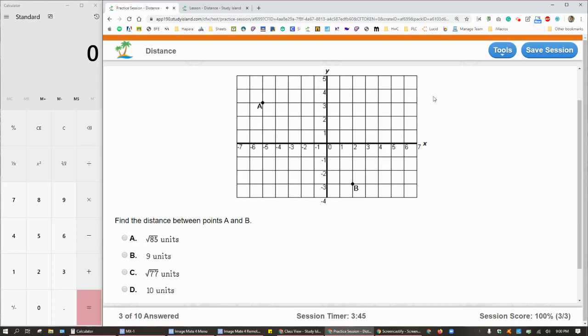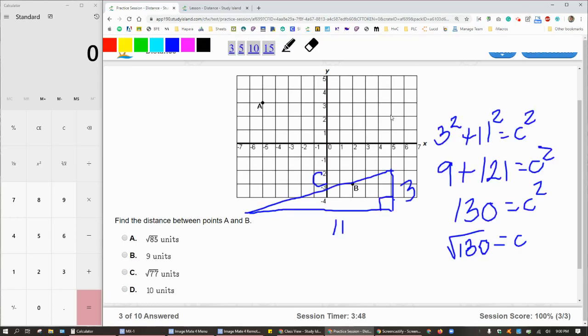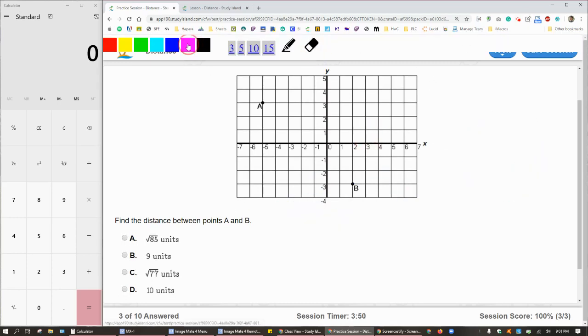Find the distance between points A and B again. Here we go. Draw a vertical line and a horizontal line between them. Vertical from A to B. Horizontal from A to B. Here's my straight line. So there's C. Here's A and B. What's the distance from A to B here? From +3 to -3 is 6, because 3 minus -3 is +6. And from -5 to +2 is 7. So 6 squared plus 7 squared equals C squared.